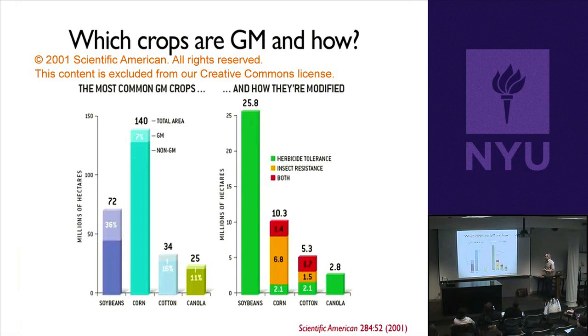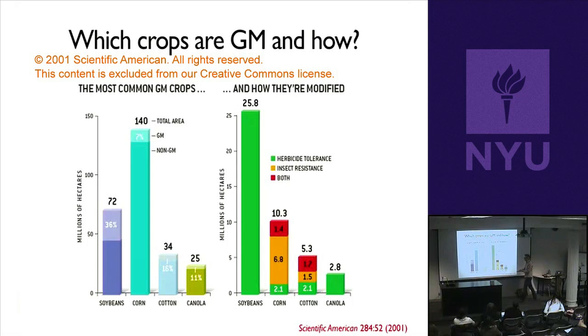So here we have the four biggies: soybeans, corn, cotton, canola. And each bar, the total height is how much is grown, irrespective of whether it's genetically modified or not. So you can see that corn is a huge crop, accounting for almost 150 million hectares of land, followed by soybeans, which is about 70, cotton, canola. And then the bars are broken down into what proportion of that is genetically modified and what proportion is not.